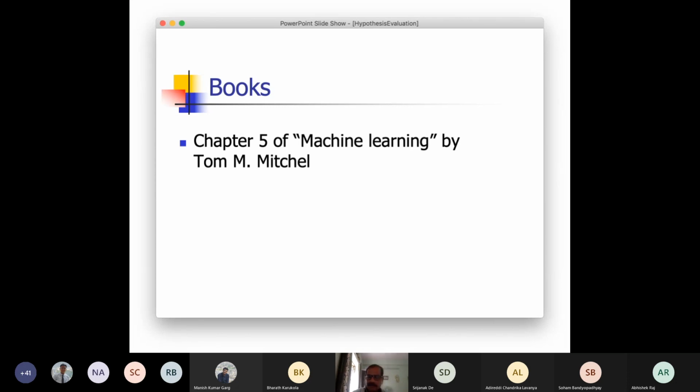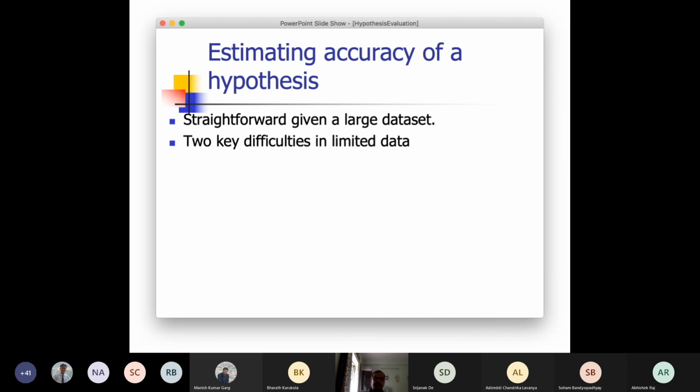So in our jargon, we will still be using the word hypothesis, which we have used in the concept learning topic. So this is the chapter. You should read this chapter on this topic. This is what I was discussing: that our objective is to estimate the accuracy of a hypothesis, for the performance analysis of that particular hypothesis.